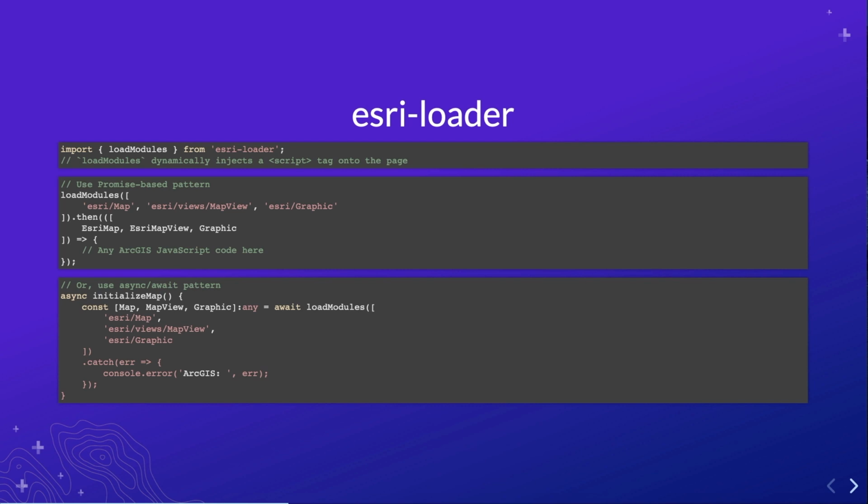You could also, if you're using async await, just set up an async function and then await that loadModules call with that same array of the modules you're using. So either of those patterns works super well.